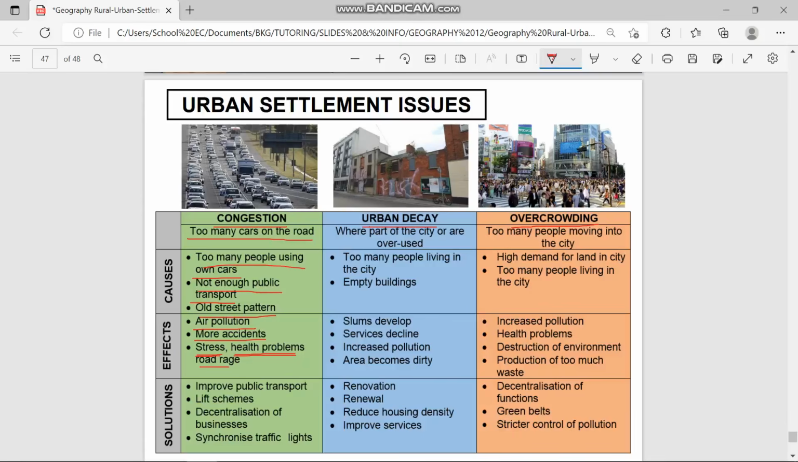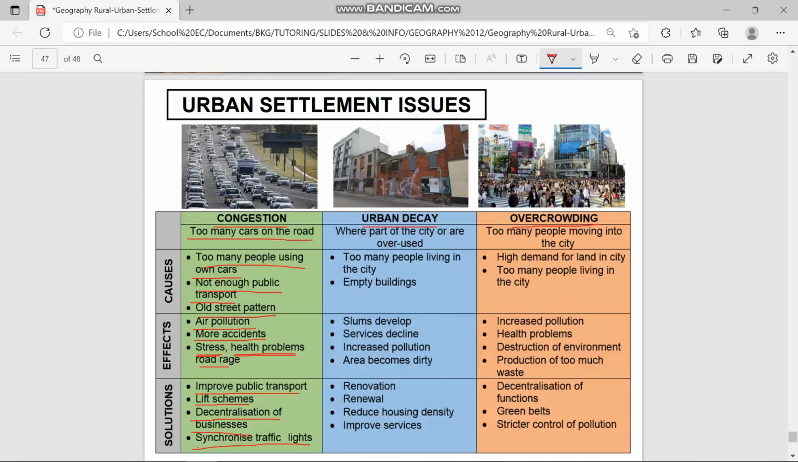So the solutions to all of this: we can improve public transport. Government must buy more buses, more public transport, to transport people around the urban area. Lift schemes are much similar to it. Decentralization of businesses: we have to decentralize the businesses, put businesses in their own areas. You can also find businesses on the internet, so there's no need to drive your car to the city. You can just buy from businesses online. Decentralize businesses, put the businesses on the internet. Synchronize traffic lights. The usage of traffic lights must be prioritized.